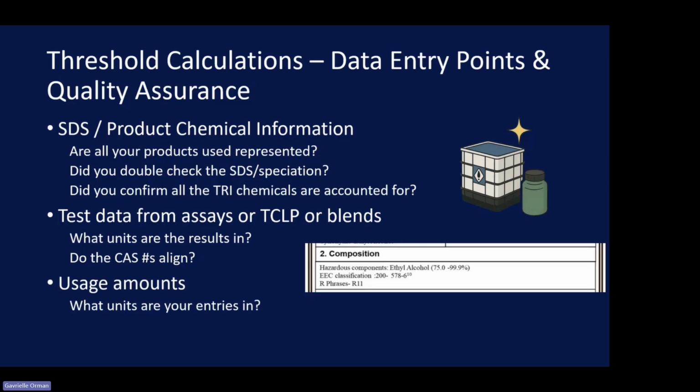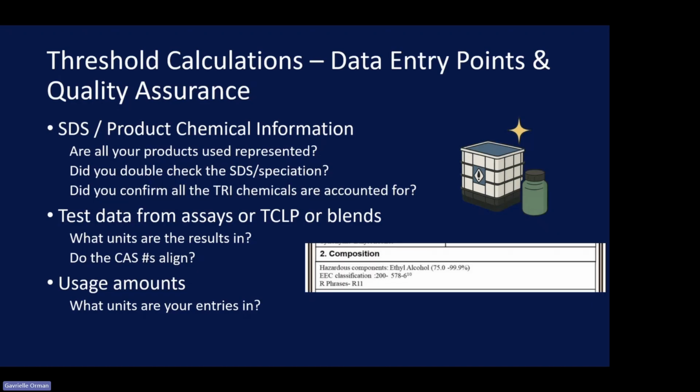And then usage amounts. What units are your entries in? It's really common for folks to track certain products and certain usages in tons, especially if you are a standard manufacturer or you're taking metal and you're cutting it or manipulating it in some way. Maybe you're using 200,000 tons of steel each year, but eventually we need to get that into pounds. So just making sure that you have some level of flagging that tells you this is the units I'm in, this is where we need to go, and this is how we're going to get there.